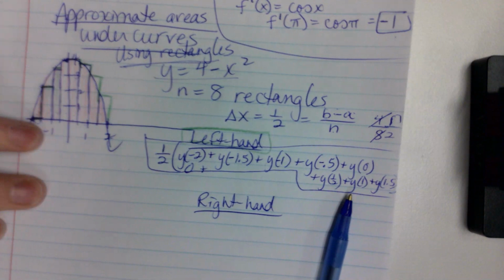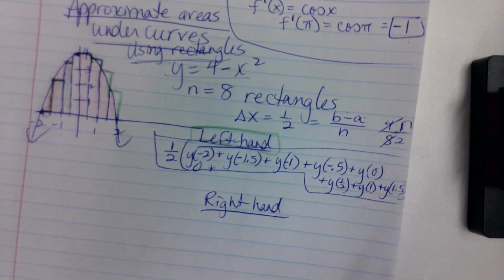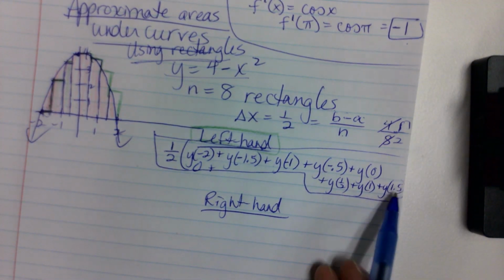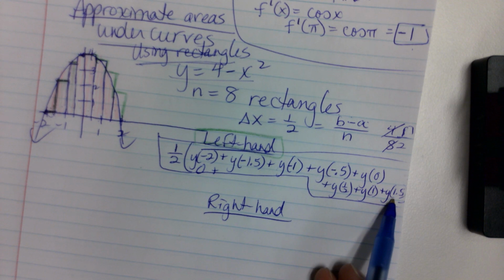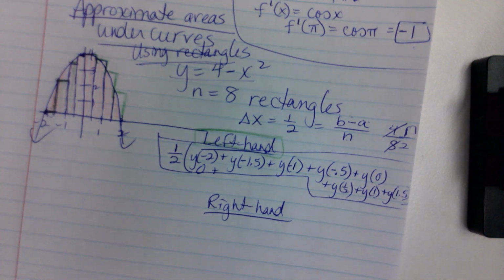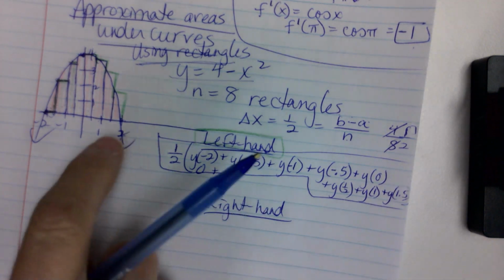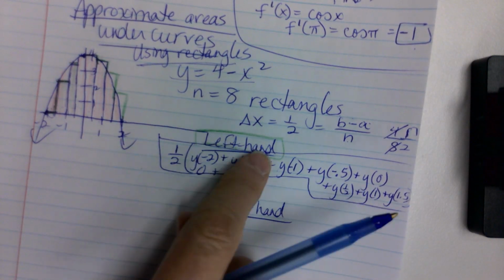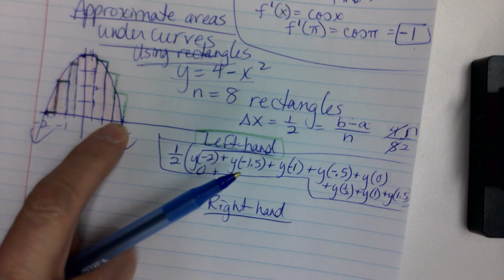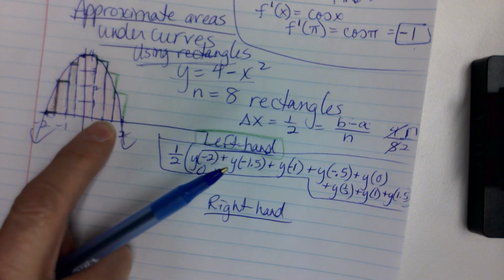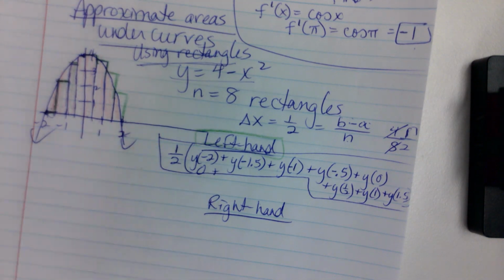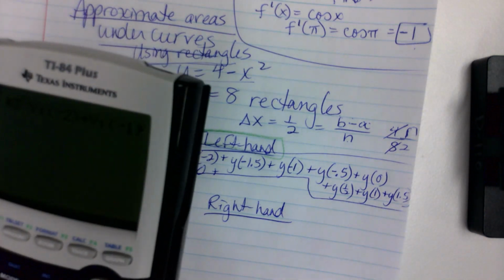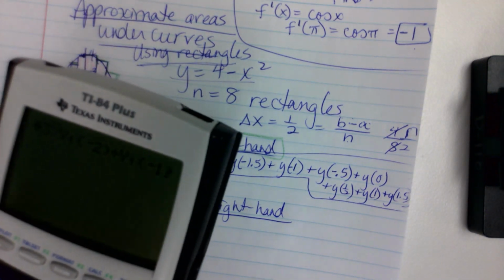So, one more time. Why did we stop at 1.5 instead of going all the way to 2? Because 2 is basically where the thing ends, and 2 is not on the left-hand side. 2 is on the right-hand side, okay? So, let's finish.